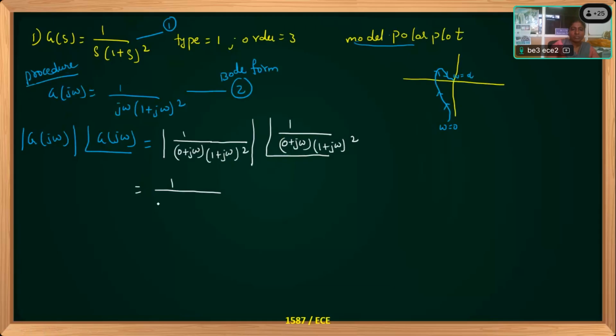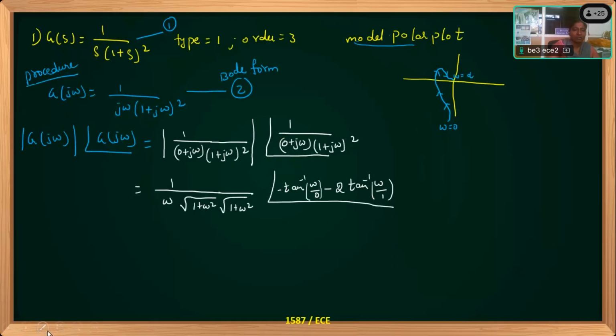For the denominator, a plus jb means the square root of a square plus b square. Finally we will get it as omega only. The second thing we have is 1 plus omega square, again the square root of 1 plus omega square. This is the magnitude. For the phase angle, denominator terms mean minus tan inverse imaginary by real. Since the square is there, it is minus 2 times tan inverse omega by 1. So this is the phase angle for the given question.